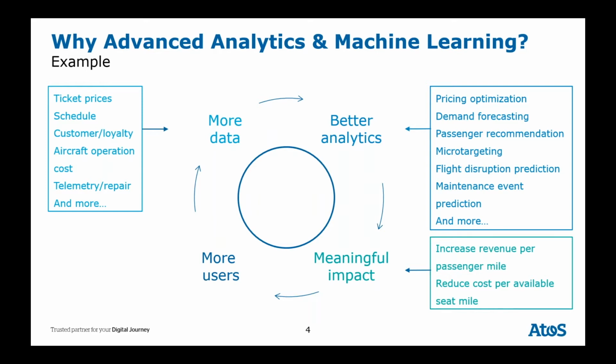Imagine, in this case, you're an airline. You think about KPIs that drive or impact your business the most, like, for example, ticket prices, scheduling, customer loyalty, and so on. This is why you choose to start to do analytics. You focus on things like price optimization, demand forecasting, micro-targeting for your clients, and so on. Now, this leads to meaningful impact to your business, increasing, for example, revenue per passenger mile, which leads to more users, which leads to more data that you can analyze and make your analytics better.